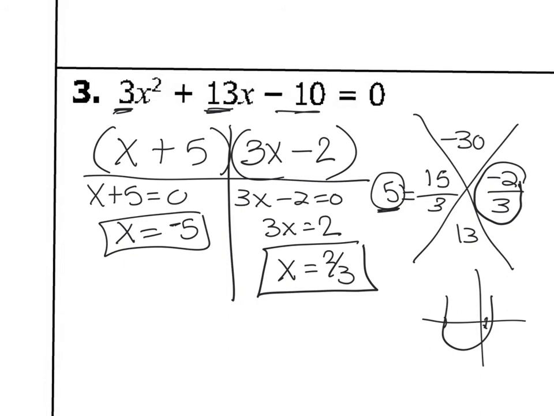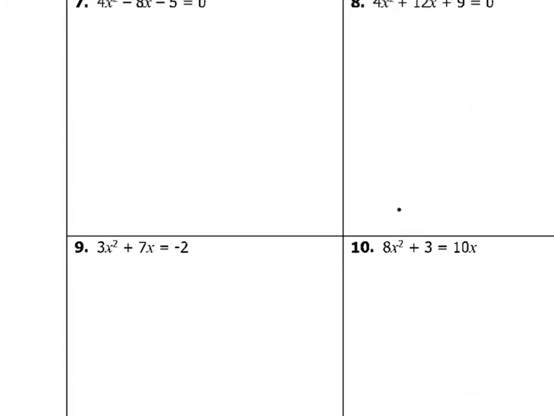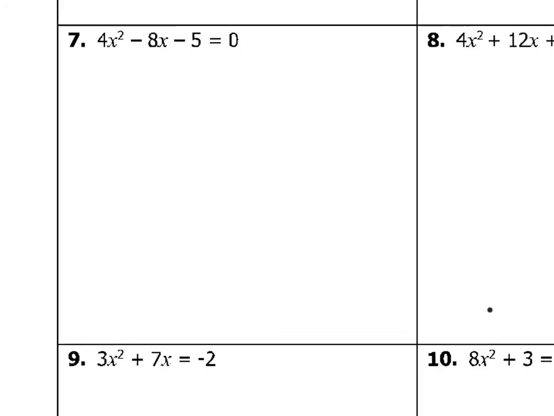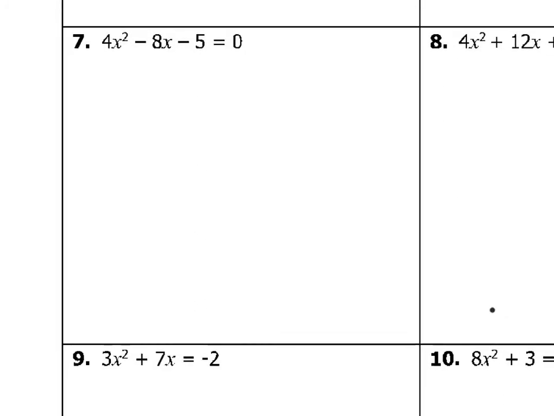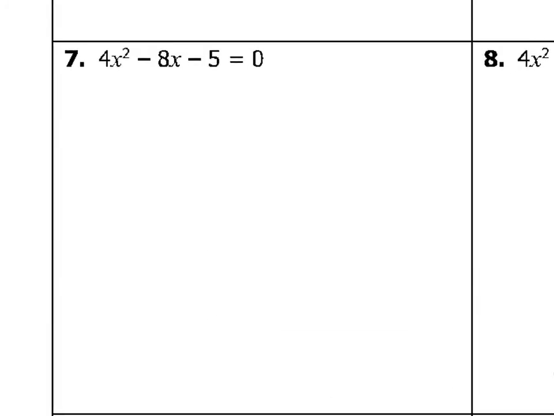All right, let's turn your page over on your notes. And let's do number 7. We'll do 7 and 10, okay? All right, number 7. Do I have a GCF? No, 4 won't go into 5, so no, we don't.